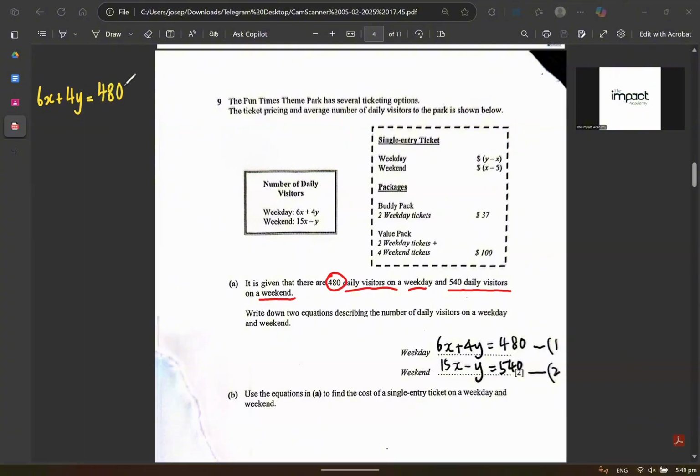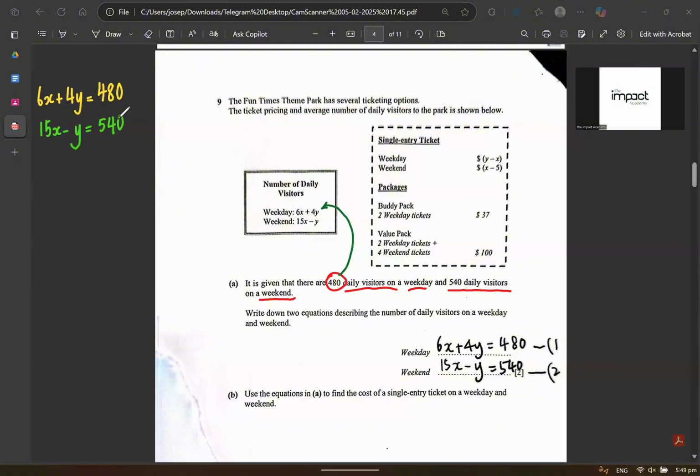480. Do you know why? Do you know why is it 480? Do you know why is this equation this equation? Are you able to see why? Yes, very good, because of this. Does it make sense to you? Then the second part, again, as you can see over here, 540, right? So 15x minus y is equals to 540. Are you understanding?